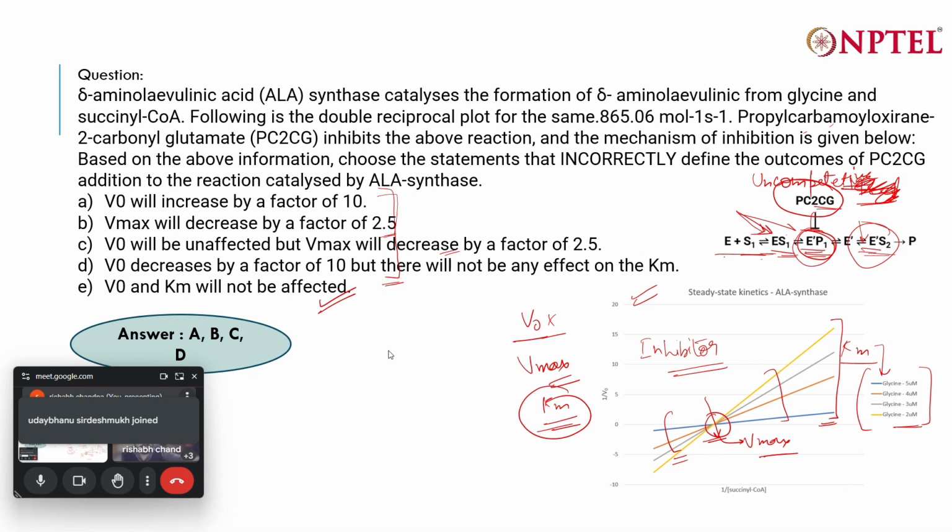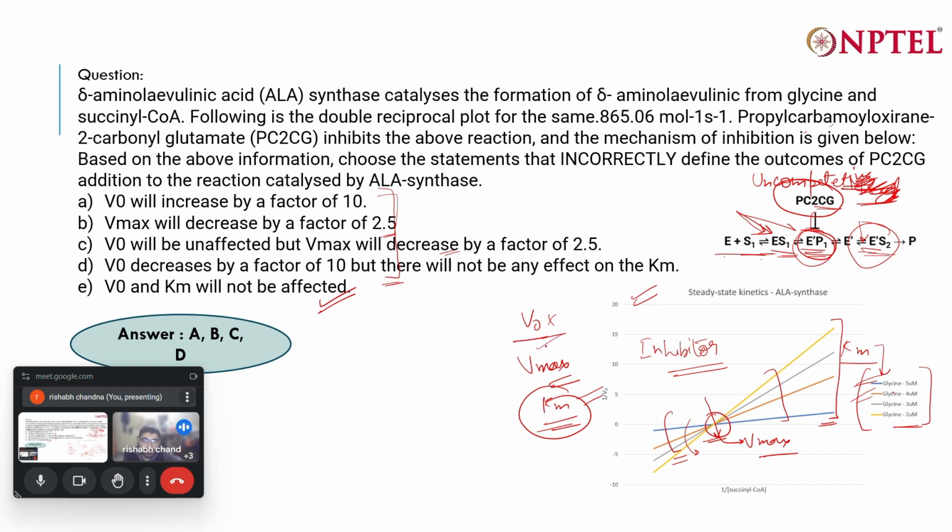So here glycine is a substrate, and varying its concentration is actually varying the Km, but not because of the inhibitor, because we are using different glycine concentrations here. So the Km value that is being changed is due to the different substrate concentrations, not the inhibitor. So Km will not be affected here.